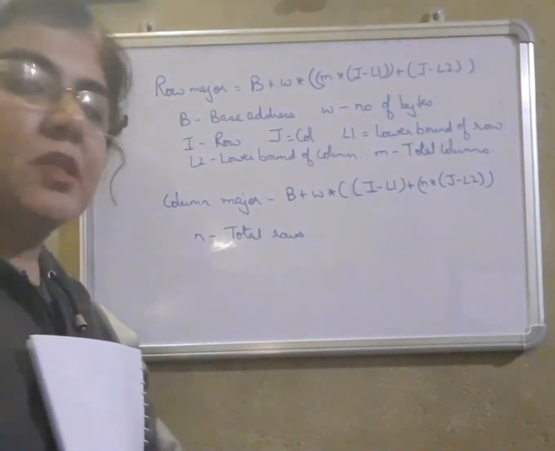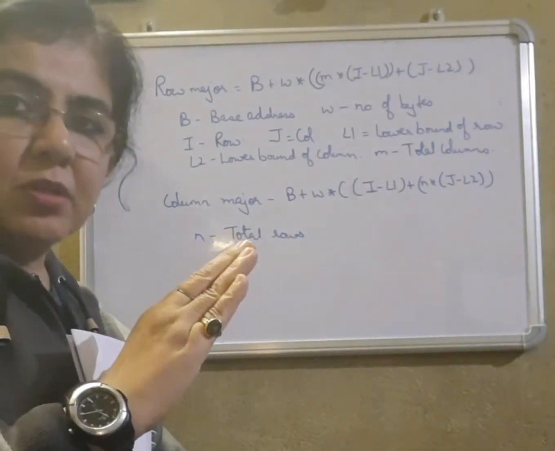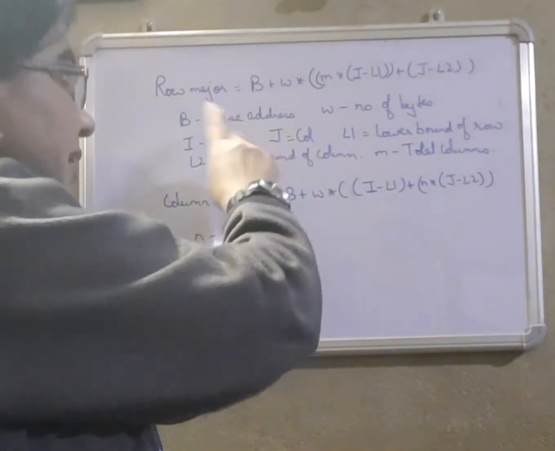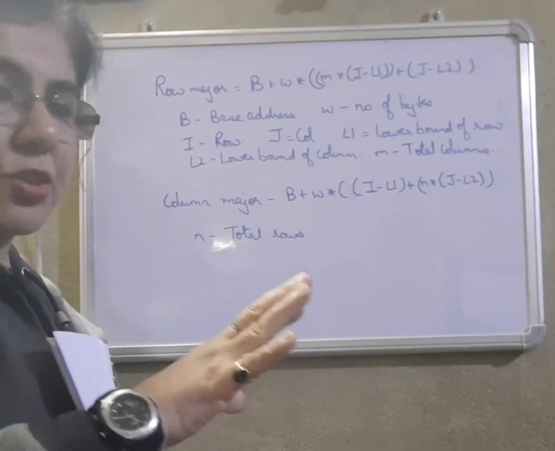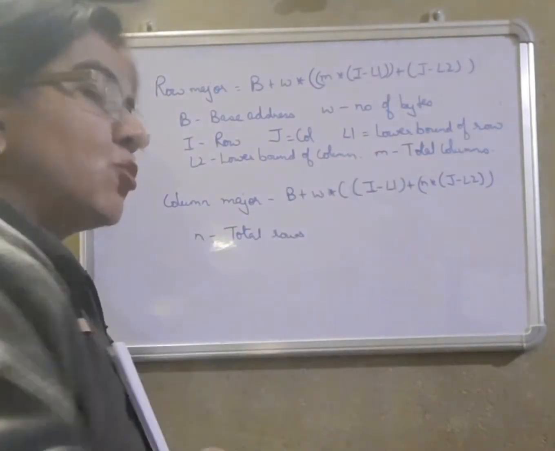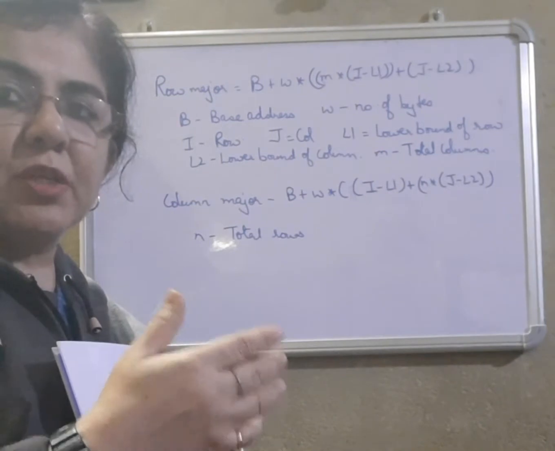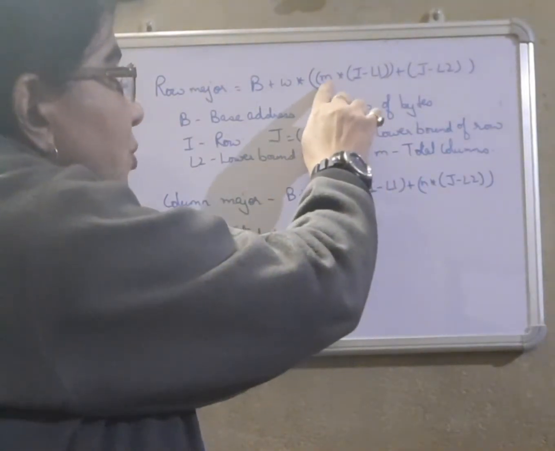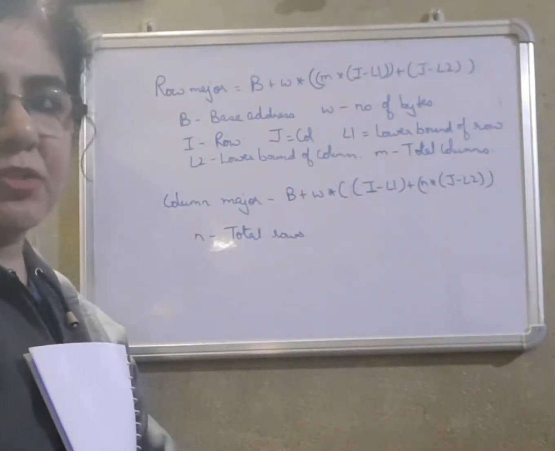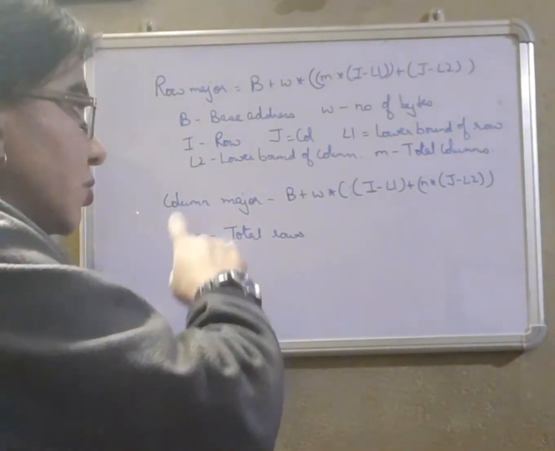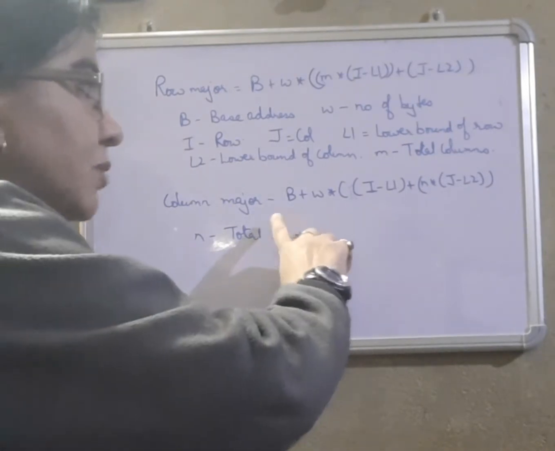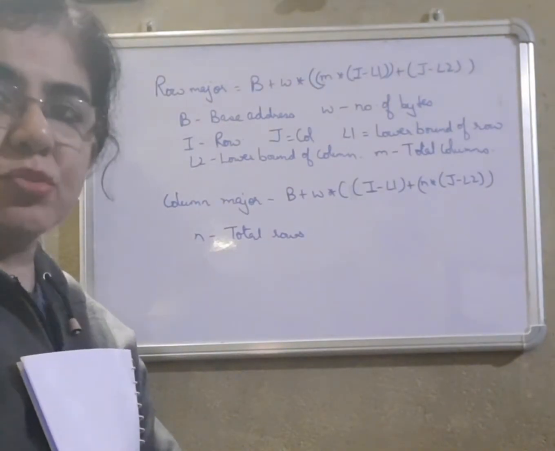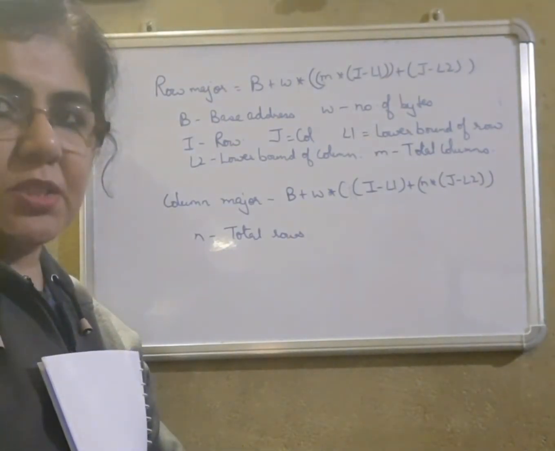L1 and L2 are the lower bounds of your row and column which are present in the matrix, for which base address has already been given in the question. M is total number of columns. When you are asked to calculate with row major, always remember you have to use here the total number of columns which are present in your matrix. And if it comes in column major format, then formula is the same, but here J minus L2 is being multiplied with the total number of rows which are present in your matrix.